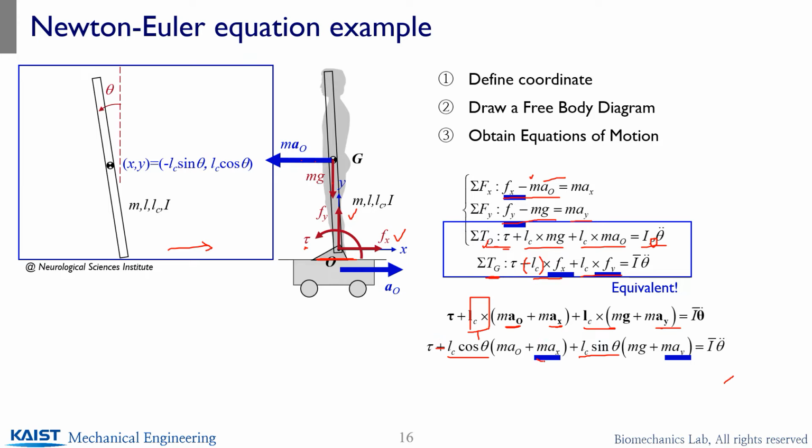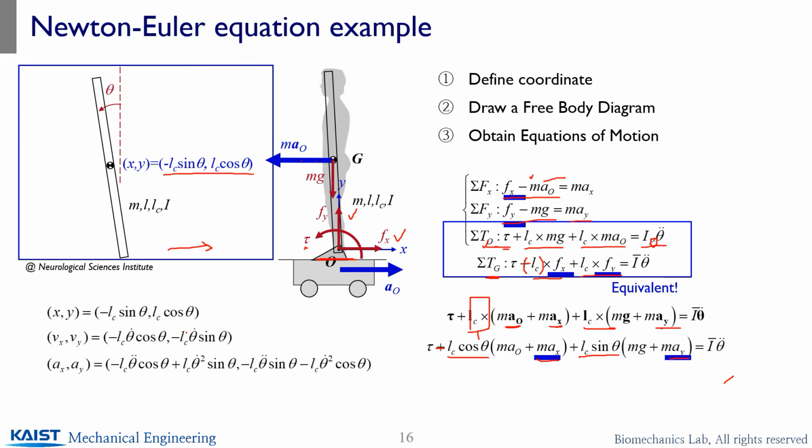Okay, the next step is how we can eliminate AX and AY. Since we know the position in terms of theta, we can take a second derivative to obtain the acceleration, which is now expressed by theta double dot plus L_C theta dot squared, right? And by multiplying the L_C cosine theta term and the L_C sine theta term, you can simplify all those multiplications as L_C squared theta double dot.